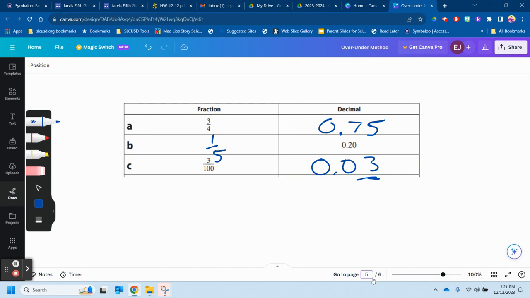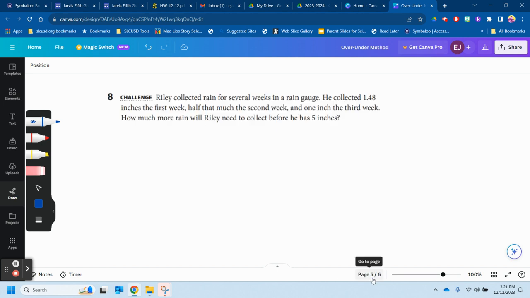Number 5. Ooh, we got the challenge. Okay, Riley collected rain for several weeks in his rain gauge. 1.48 inches the first week, half that much in the second week, and 1 inch in the third week. How much more rain will he need to collect 5 inches? So I need to add up the first week, second week, and third week, and then subtract that from 5 to see how much more he needs.